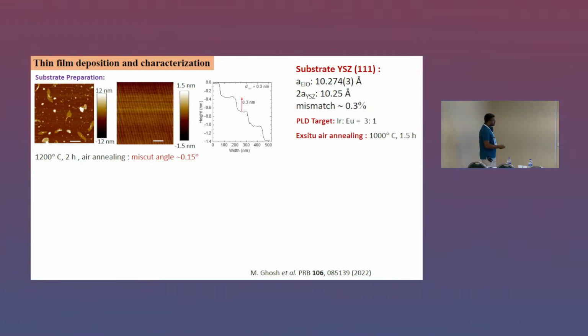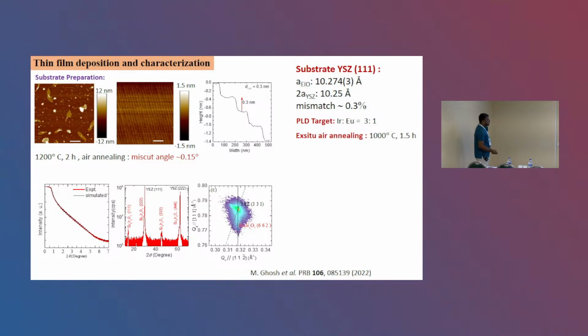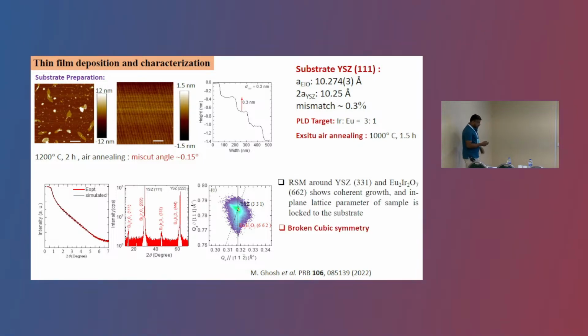Now we'll go to our sample preparation. Since iridium has a strong tendency to go out of the sample, due to the formation of IrO3, which is volatile in nature, we used a 3:1 target instead of a stoichiometric target, and we optimized the target material.